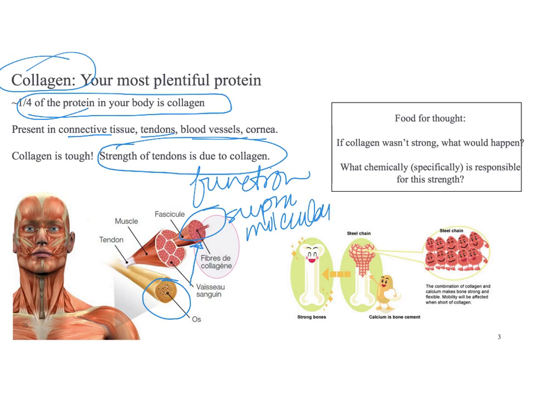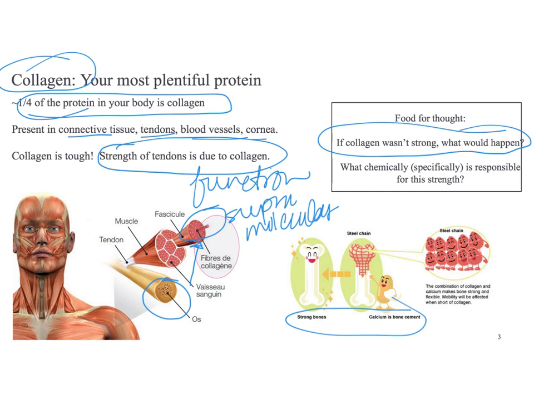Molecular. I like this picture right here because calcium is bone cement. So if you add calcium plus collagen, you get a bone. Cool. So food for thought, and this is kind of going to be a theme throughout the rest of the lecture: what would happen if collagen wasn't so strong, or what biochemically could occur to make it not so strong? If it wasn't so strong, your teeth would fall out. If it wasn't so strong, then you would have pain in your muscles and just overall weakness.